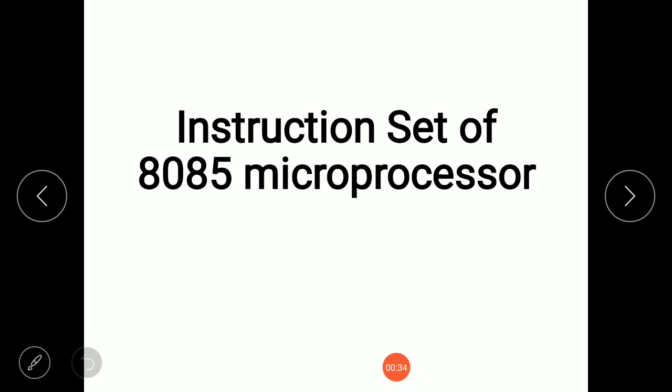So I discussed the timing diagram of the first 5 machine cycles, that is opcode fetch machine cycle, memory read machine cycle, memory write machine cycle, input output read machine cycle and input output write machine cycle. So all the 5 machine cycles, their timing diagrams I have discussed in my previous lecture.